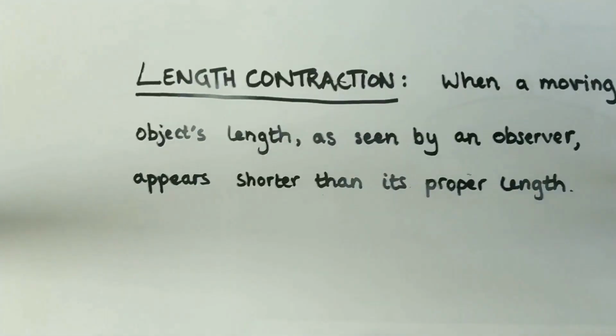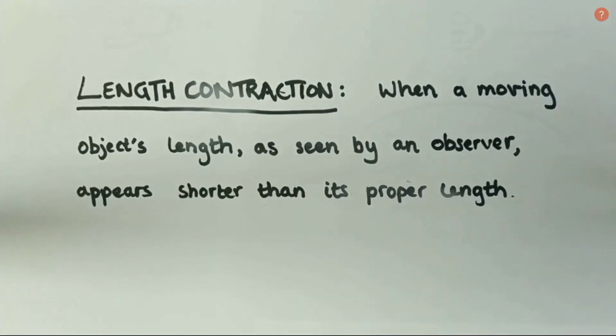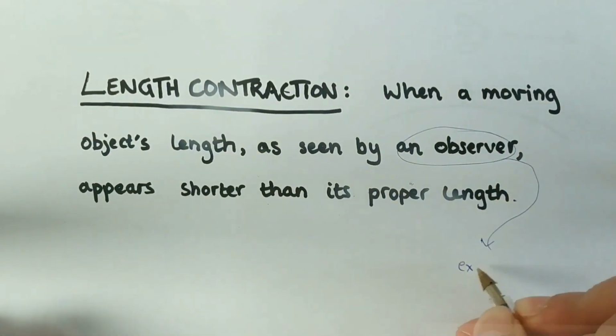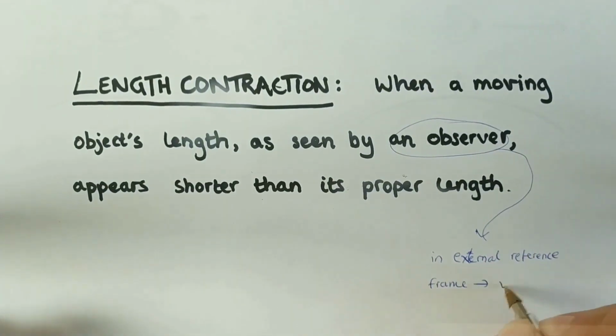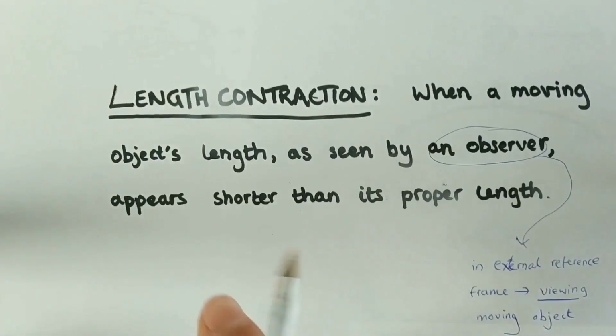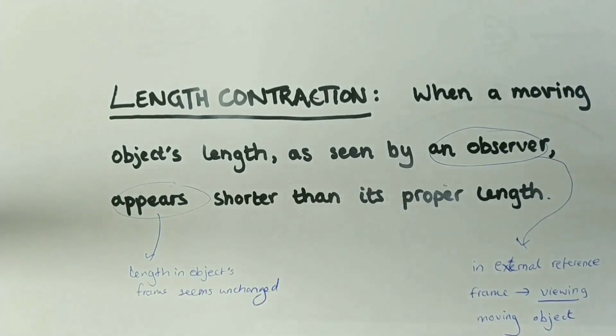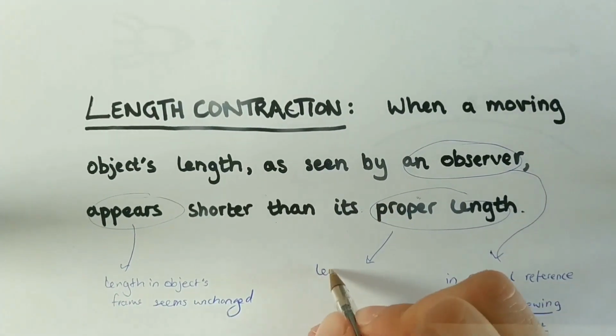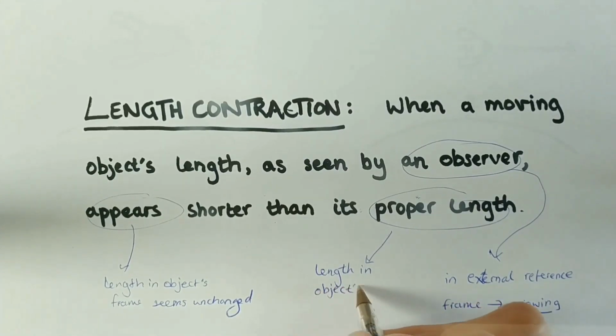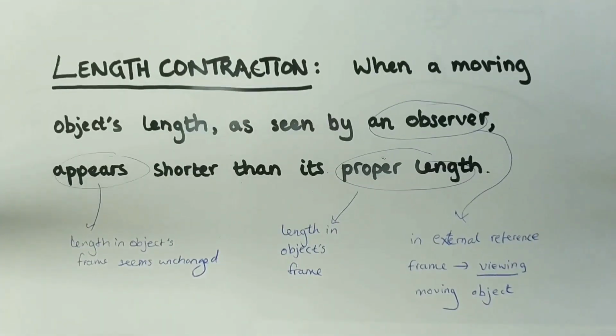Another consequence of special relativity is length contraction. Length contraction is when a moving object's length, as seen by an observer, appears shorter than its proper length. An observer is a person in the external reference frame viewing a moving object. Appears is important because the length in the object's frame seems unchanged. Proper length is the length in the object's own reference frame. In other words, the length of the object if it was stationary.